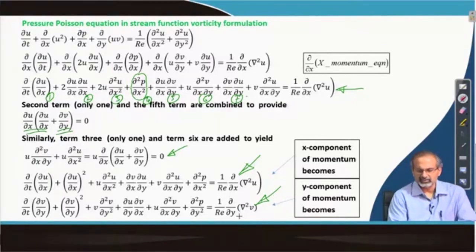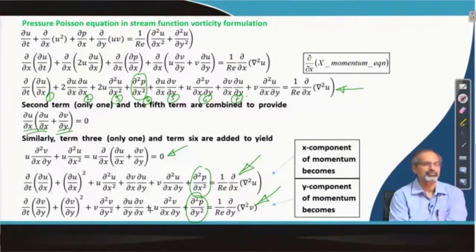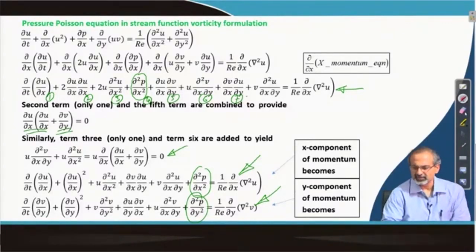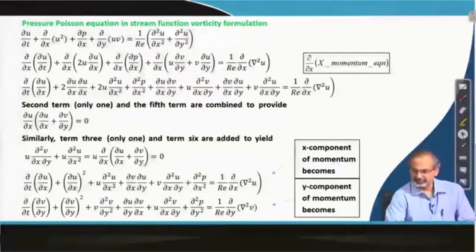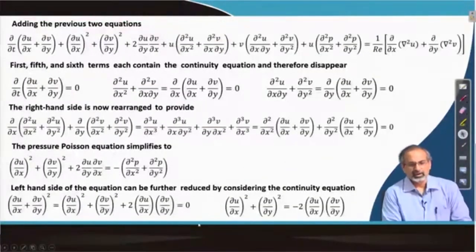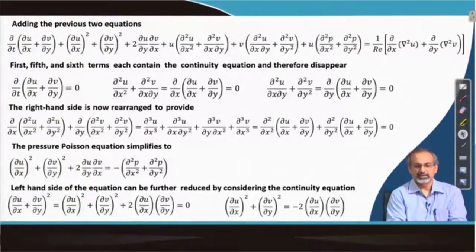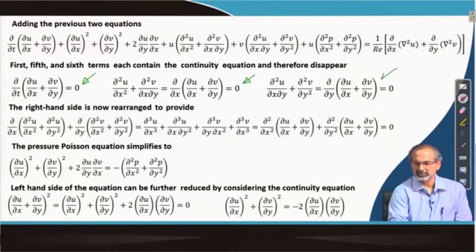So, once we have these two forms, we try to sum them up, because you have these second order derivatives of pressure already figuring here, which is going to take you closer to the Poisson equation, right. So, if you sum them up, what do you get? Let us try to see that. Adding the two previous equations, you will get something like this. Again, when you get to this form, a number of these terms can again be sent to 0, repeatedly using the continuity constraint.